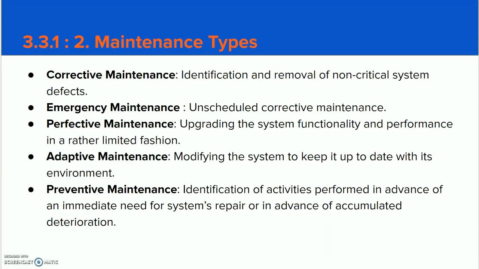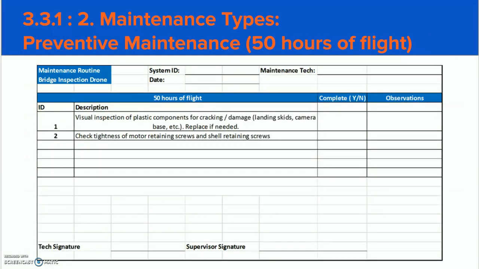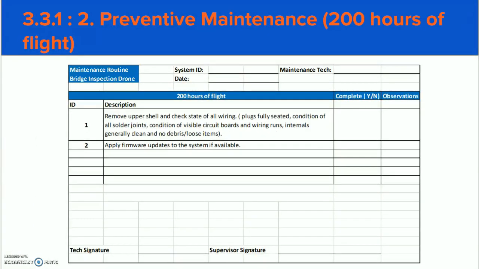Preventive maintenance is the identification of activities performed in advance of an immediate need for system repair or in advance of accumulated deterioration, cleaning the propellers, or providing maintenance to the motors. We created a list of activities that need to be performed to the system after a certain level of operation. Here we have the activities before and after every flight, after 50 hours of flight, and after 200 hours of flight.